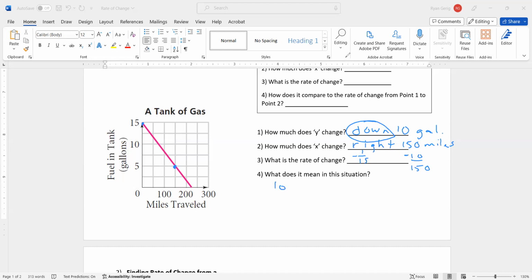It means you lose or go down 1 gallon. The y-axis is gallons per 15 miles traveled. So basically you're getting 15 miles per gallon. So you're losing 1 gallon for every 15 miles you drive is what this graph is showing. All right, let's go ahead and go to the back.